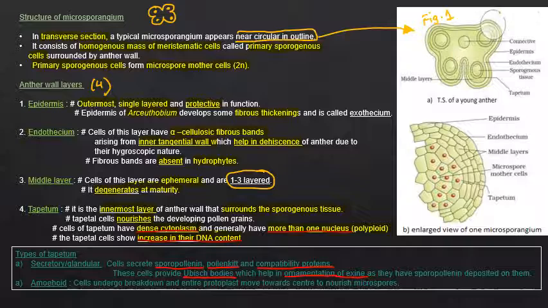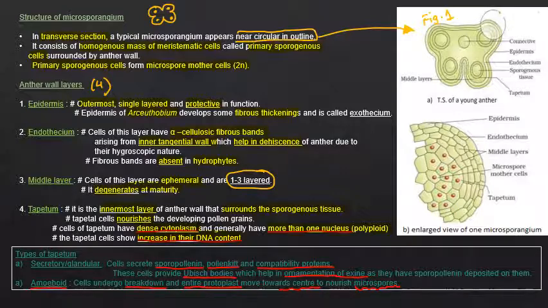The second type of tapetum is amoeboid tapetum. The cells of the amoeboid tapetum have a property to break down themselves, and the entire protoplasm is going to move towards the center. And as soon as the cytoplasm moves to the center, that is going to be consumed by the microspores to get nourishment out of them.